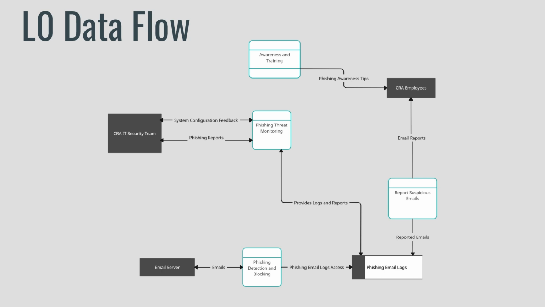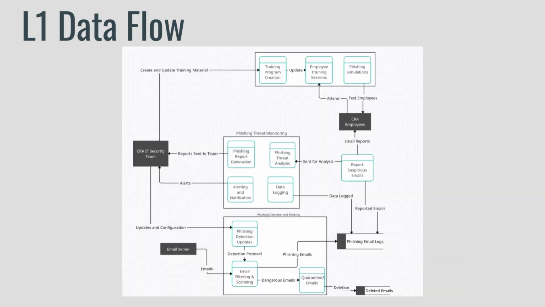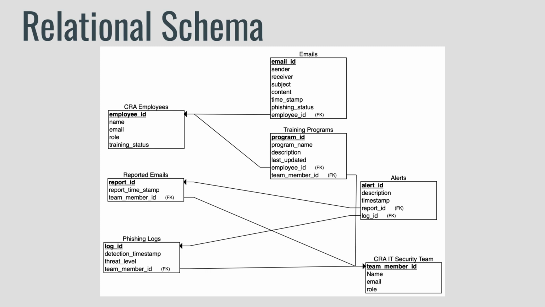So I'll begin looking at the diagrams. I'll go over these quickly because they were used before and they're in the document. This is a level 0 data flow diagram, a level 1 data flow diagram, and a relation schema. Again, they're all in the document, so you can look at them in more detail there.